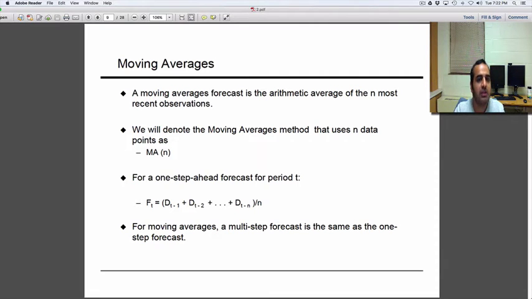We will denote the moving average method that uses n data points simply as MA{n}, to come up with a one-step-ahead forecast for period t. All we need to do is the following. To come up with a forecast for period t, we call it ft, you take the n data points from the past periods, going from t minus 1, t minus 2 up to t minus n, and then divide by n. The average of your past data points gives you the forecast for your next period.